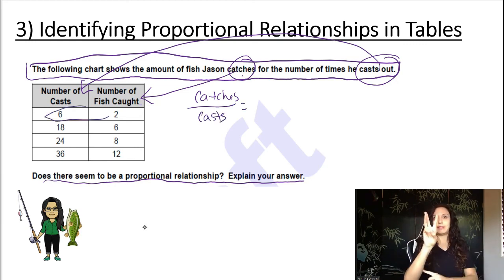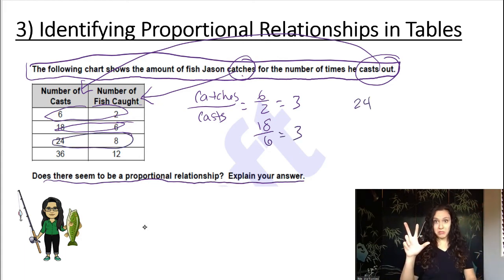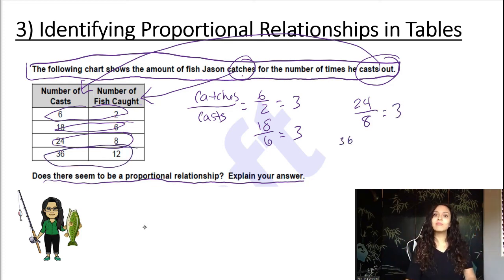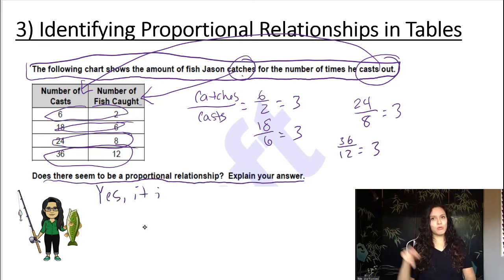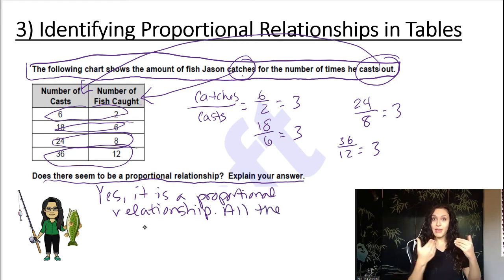So let's try the first one. 6 over 2. That equals 3. Okay, let's try the next one. 18 over 6. That equals 3. Good. 24 over 8. That equals 3. Okay. 36 over 12 equals 3. Yes, it is a proportional relationship. All the values have the same unit rate.